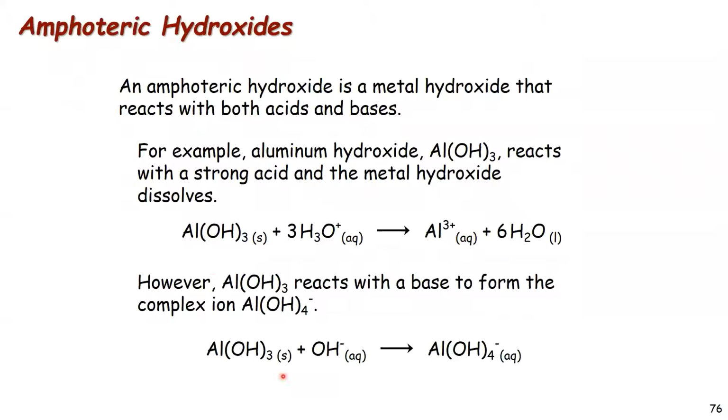But aluminum hydroxide will also react with a basic solution. It actually picks up another hydroxide to form this complex ion. So in this case, since the hydroxide has to be the base, this time the aluminum hydroxide is acting as if it was an acid. So you can see here it acted as a base because it reacted with the acid. Here it acts as an acid since it's reacting with the base. So that's what amphoteric means.